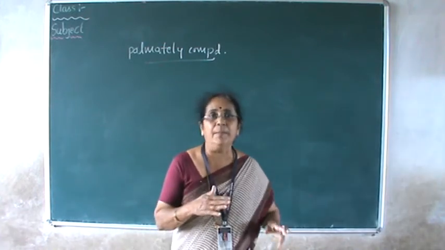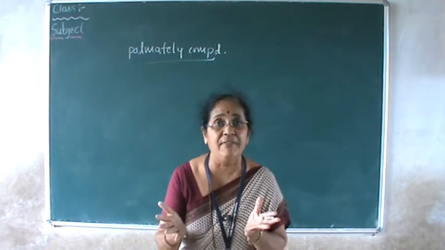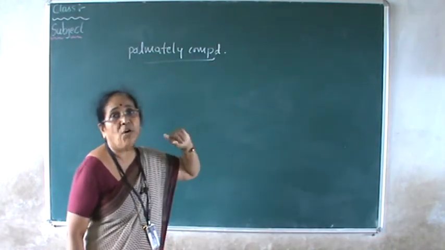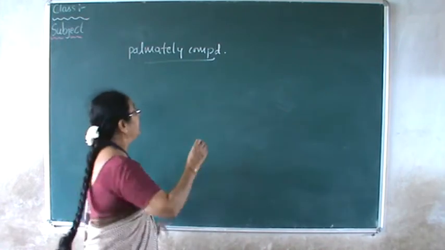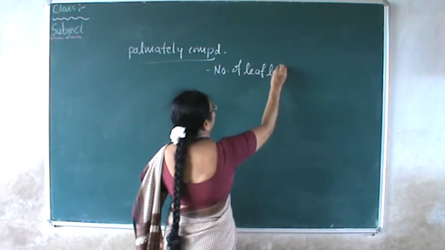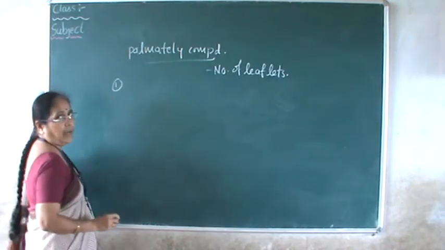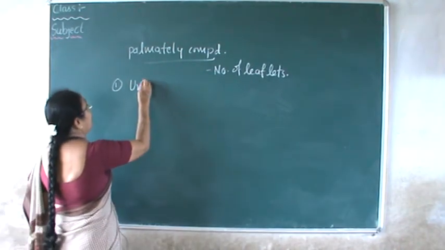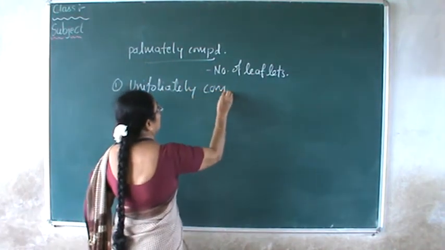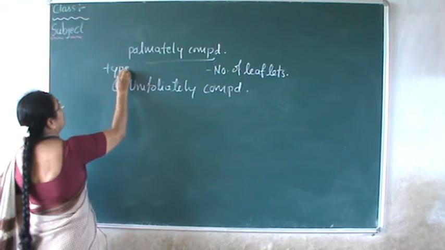Because in case of pinnately compound leaf, it is divided into different types based on the number of branches it is having. Whereas in case of palmately compound leaf, it is further classified into different types based on the number of leaflets which are present in the leaf. So this is mainly based on the number of leaflets present in the leaf. Accordingly, the first type in palmately compound leaf is called unifoliately compound.